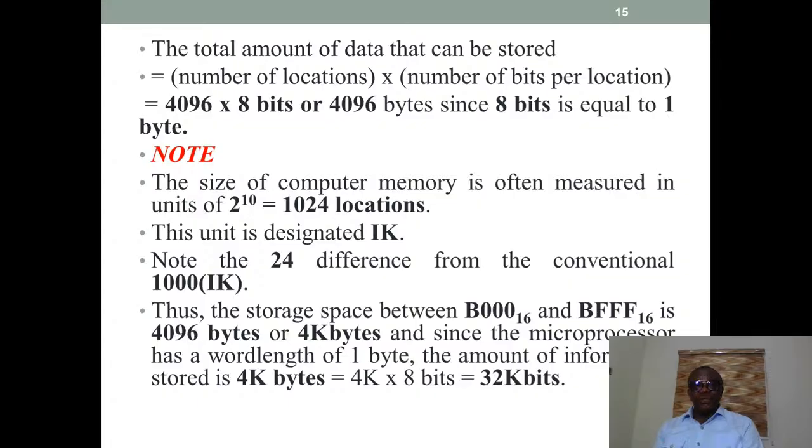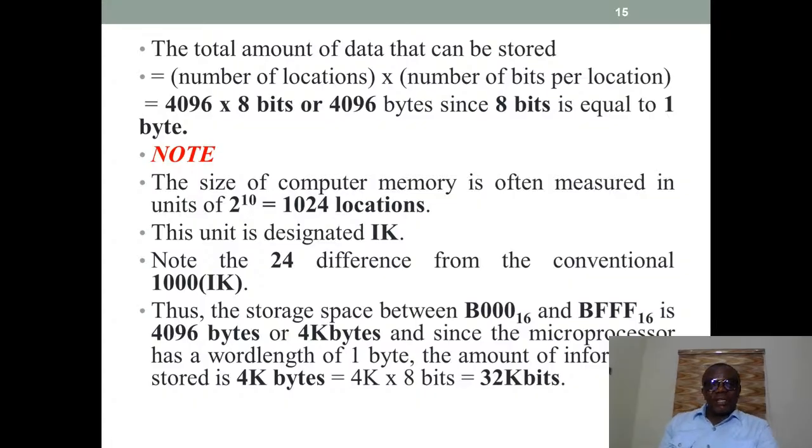Now, if you note the difference between conventional K, when you talk of 1000, you say 1K. But for the computer system, it has an extra 24. So when we talk of 1K in computing parlance, we are looking at 1024 and not just 1000. So it is important that you note this difference.